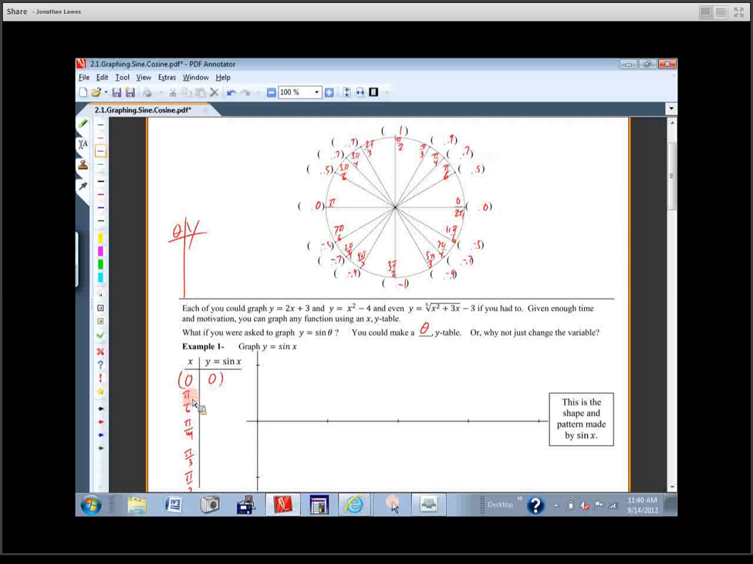If I do pi sixths, sine of pi sixths is 0.5. If I plug in pi fourths, the sine of pi fourths is right here. We want the y-coordinate, so that's going to be 0.7. Now, we could have done this exactly. This would be 1/2. This would be radical 2 over 2. The next one would have been radical 3 over 2, but we're going to write it down as what decimal? 0.9. And then the next one at pi halves, it's 1, right?